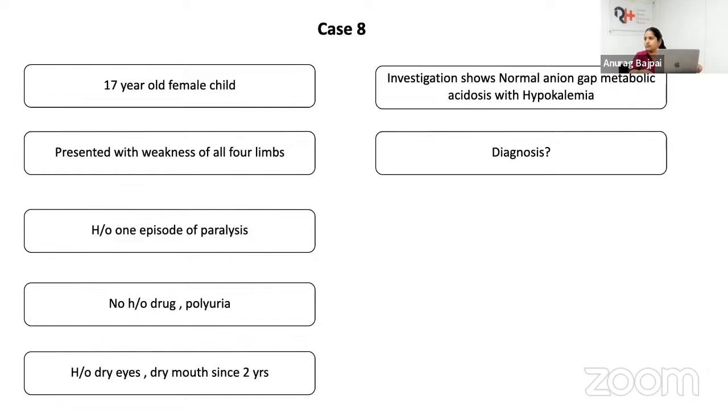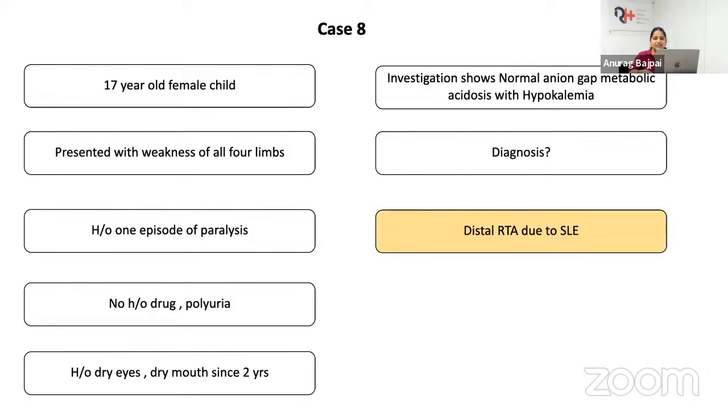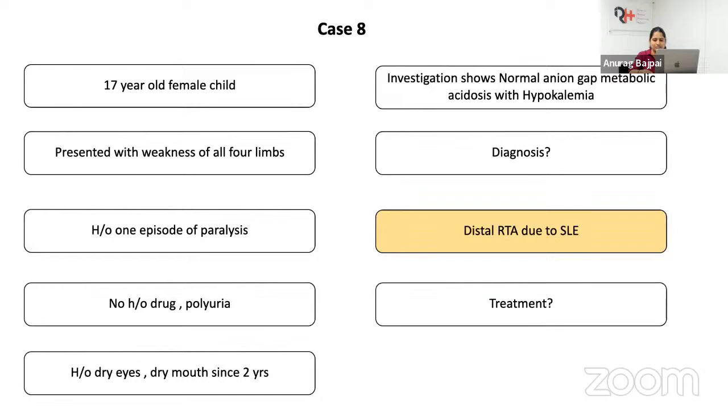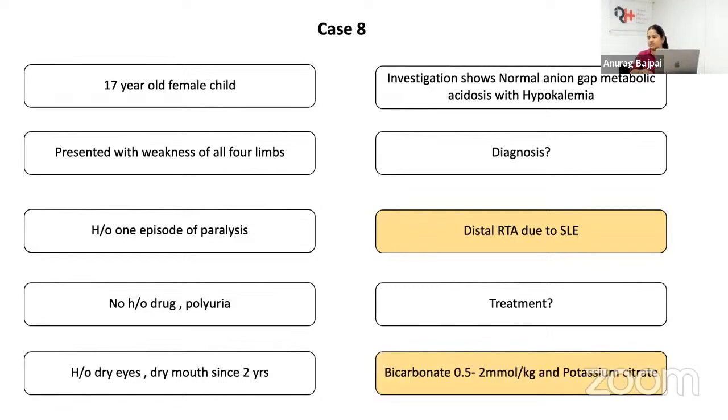Somebody who presents with periodic paralysis and dry mouth, I think the diagnosis is very clear. So of course we're talking about RTA. Yeah, definitely this is a distal RTA. But what is the cause of this distal RTA? Sjogren's, yeah, definitely it's Sjogren's, it's not SLE, sorry. And what treatment would you give in this condition? Definitely just the treatment of distal RTA, that's bicarbonate and potassium citrate.